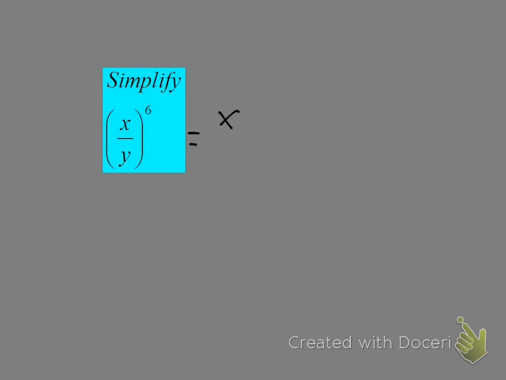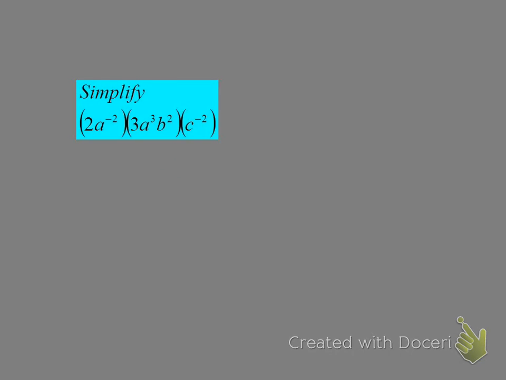This one is x to the 6th over y to the 6th. Okay. So division of 2, you just take that exponent to both top and bottom. Alright. Everybody good? Now, the harder ones. There we go.